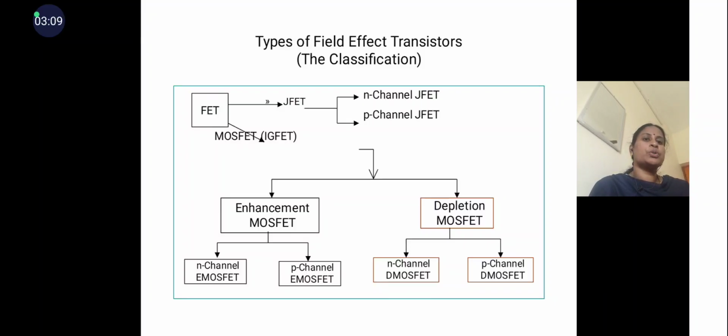And MOSFET is also called IGFET, that is, insulated gate field effect transistor. MOSFET is metal oxide semiconductor field effect transistor. The MOSFET is again classified into two categories: one is enhancement MOSFET and another one is depletion MOSFET. These two are again classified into two categories: N-channel enhancement MOSFET and P-channel enhancement MOSFET. Again the depletion MOSFET is classified into N-channel D MOSFET and P-channel D MOSFET. In this lecture, let us discuss JFET alone.